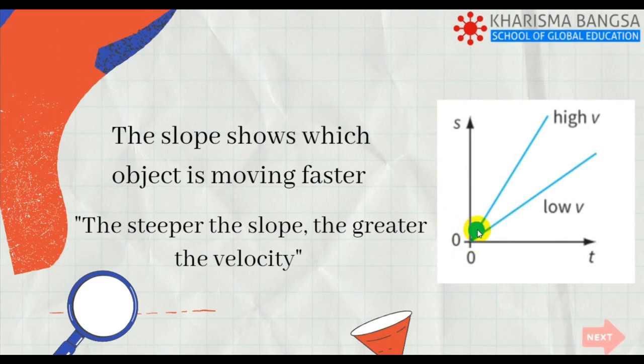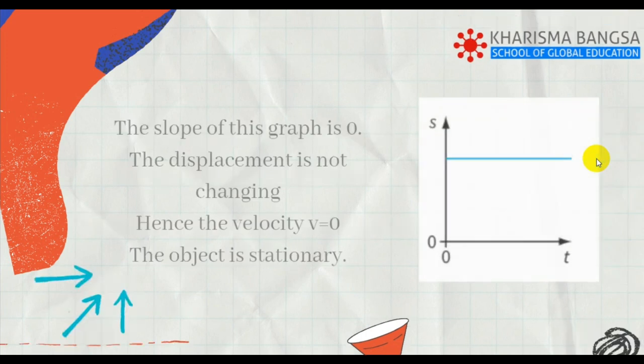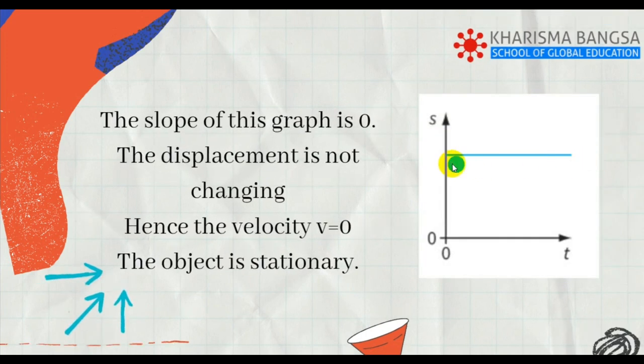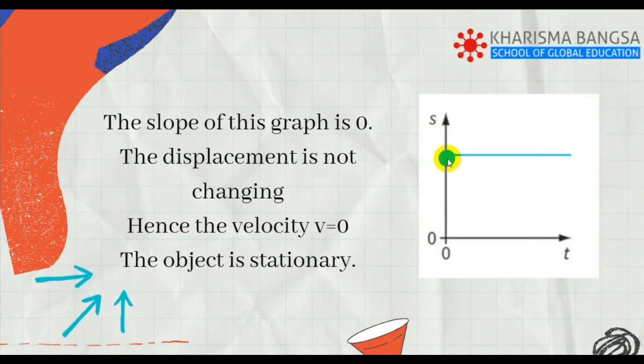So we can see that this slope is steeper than the other one, so this slope has higher velocity than the second one. The slope of this graph is 0. The displacement is not changing. The velocity is also 0. And we can say that the object is stationary. It's not moving at the moment.